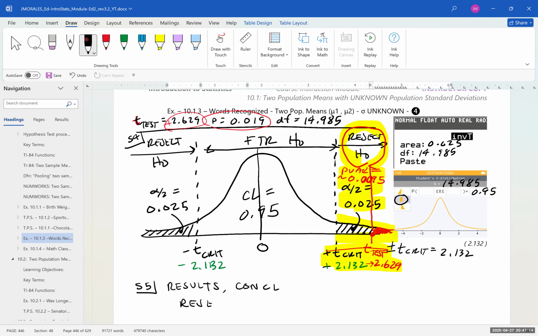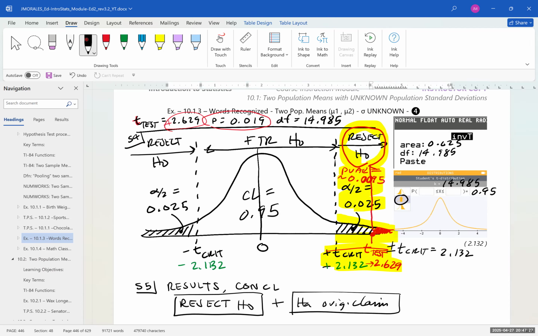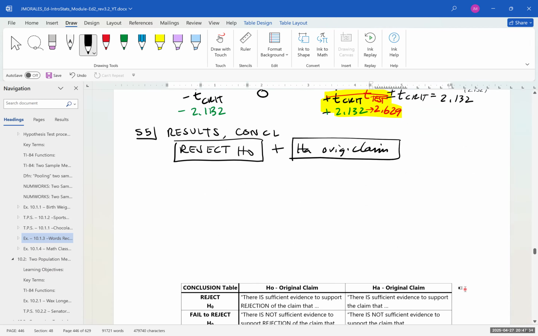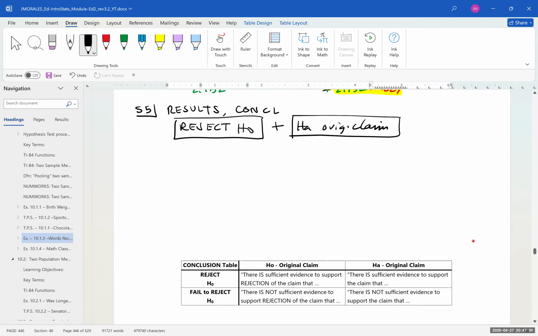So this time, we're going to reject the null, and the alternate was our original claim. Okay, so let's come down here. We are going to reject the null, and the alternate was our original claim. So if we come over and down, this is going to be the outcome we're going to write.